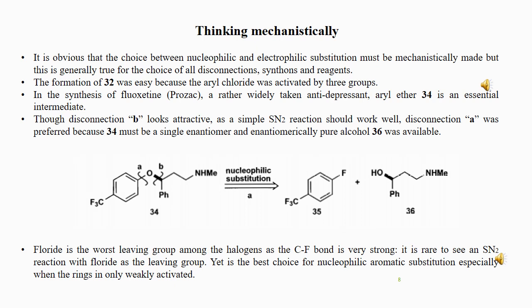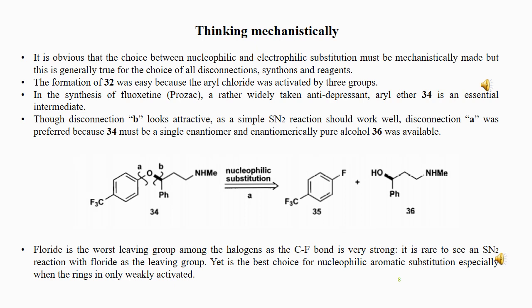Now here, as you can see in 34, when we do the disconnection, we suggest 35. Now fluoride is here, and we know that fluoride is the worst leaving group among the halogens, as its C-F bond is very strong. So it is very rare to see an SN2 reaction with fluoride as the leaving group. Yet it is the best choice for nucleophilic aromatic substitution.